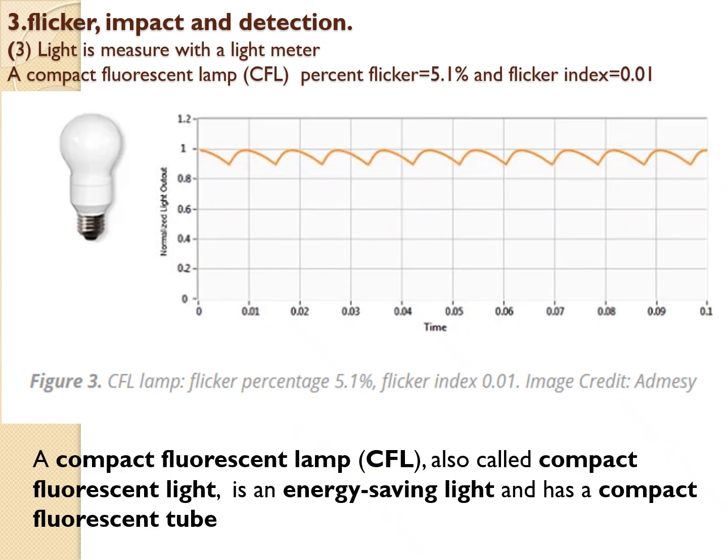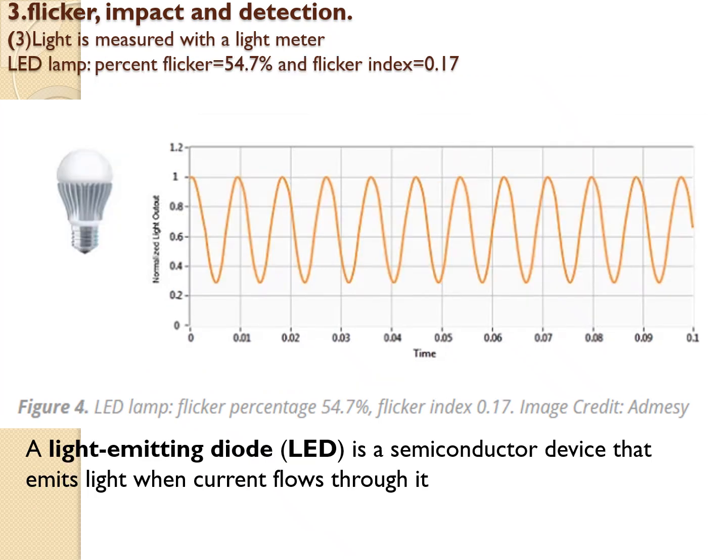A compact fluorescent lamp, also called a compact fluorescent light, is an energy-saving light and has a compact fluorescent tube. The percent flicker is 5.1%, and the flicker index is 0.01. A light-emitting diode is a semiconductor device that emits light when current flows through it. The LED lamp has percent flicker 54.7% and flicker index 0.17.